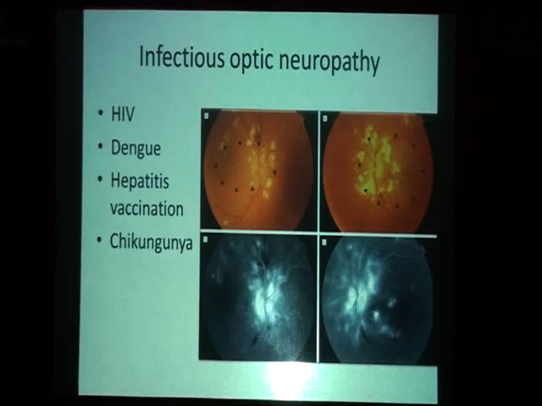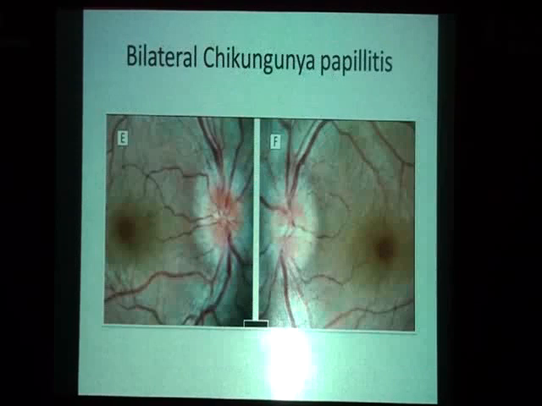Dengue is another condition which can cause bilateral disc edema, which is not papilledema. Hepatitis vaccination can be followed, and if you treat that with steroids, it responds very well. Chikungunya, this is one patient of bilateral chikungunya papillitis. This is again not disc edema, it is an inflammatory involvement of the optic disc.